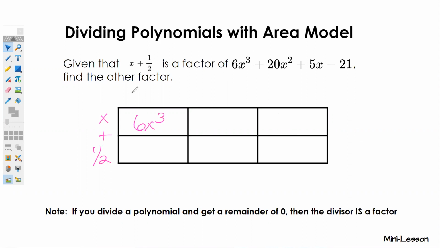Okay, so now we're going to ask ourselves, what times x would give us 6x cubed? Good. Now we're going to ask ourselves, 6x squared times 1/2 would give us what? 3x squared. Good. So that's half of 6 would give us 3 and then that x squared. Now we're going to add this diagonal together and we're trying to get to 20x squared. So what plus 3x squared would give us 20x squared?